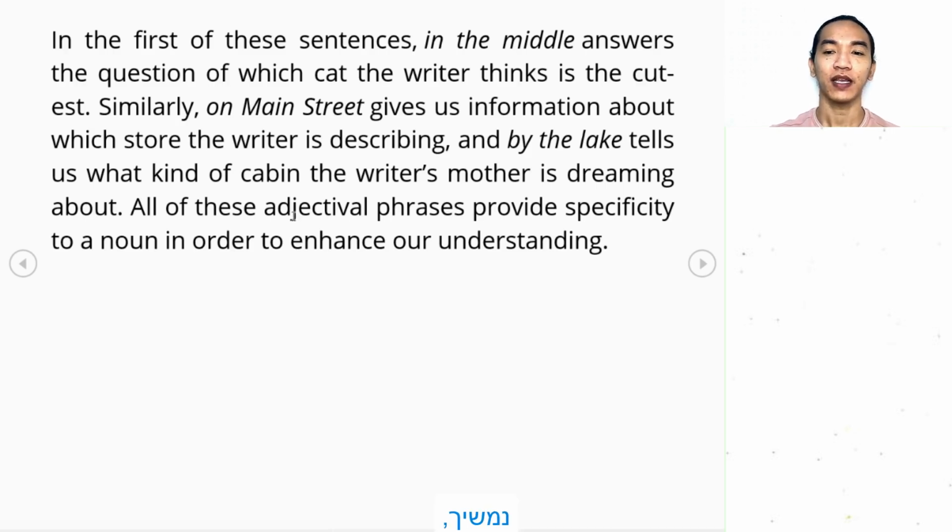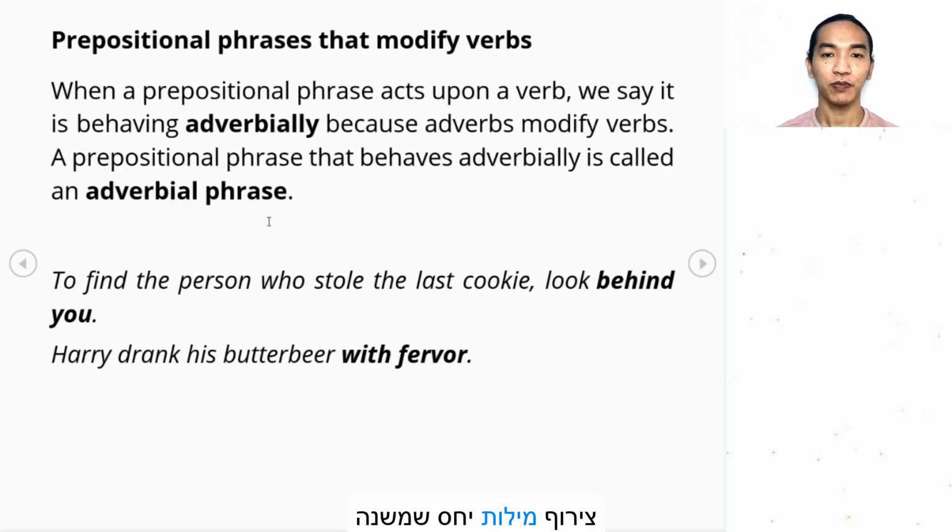All right, next one. Prepositional phrases that modify verbs. When a prepositional phrase acts upon a verb, describing the verb, this is acting as an adverbial phrase, or it's behaving adverbially. All right? So look at the example. To find the person who stole the last cookie, look behind you. So what is your verb here?